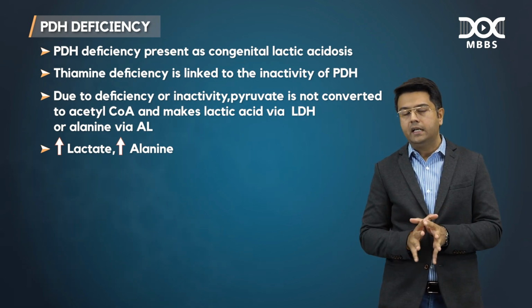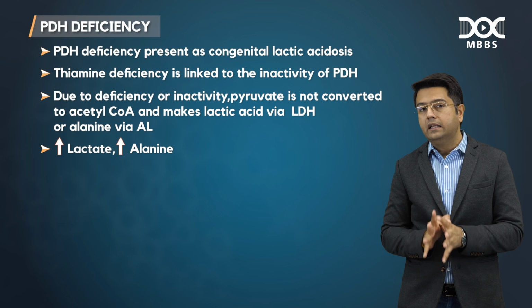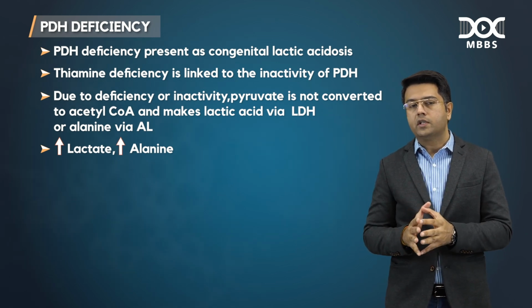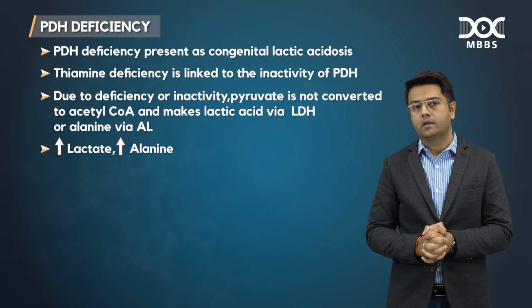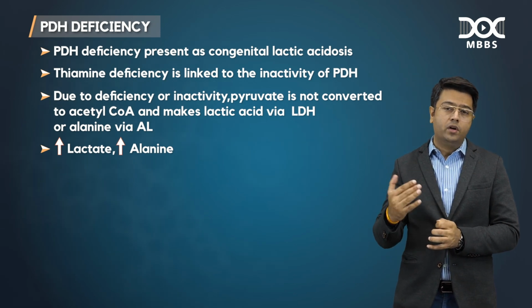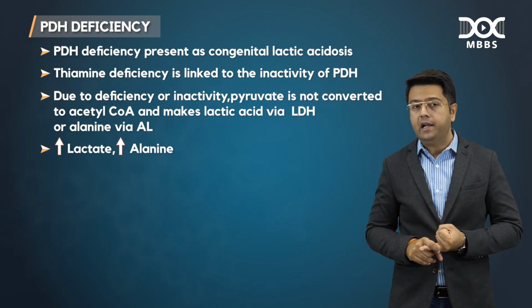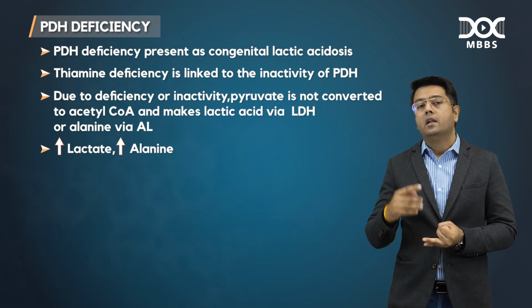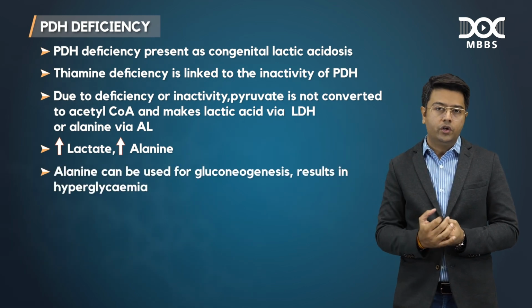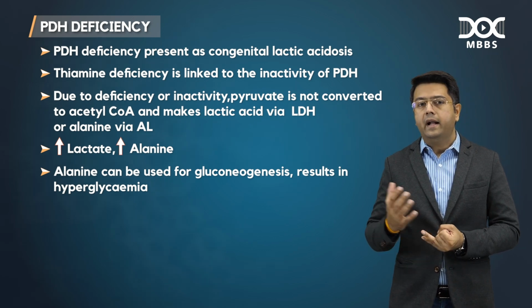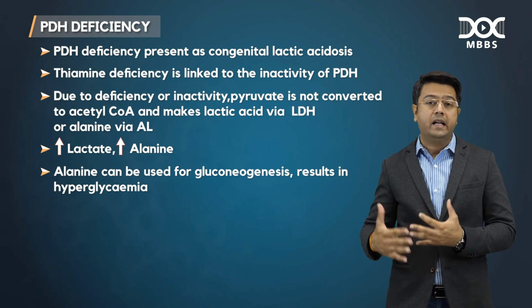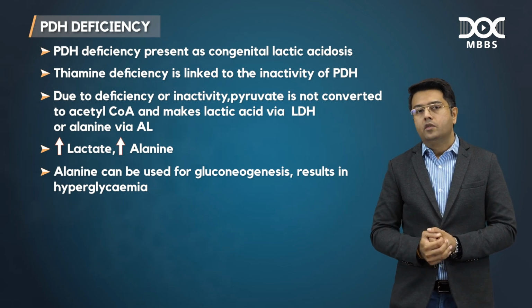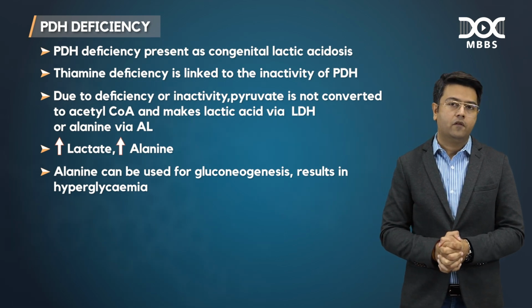If you do investigate this patient in the blood, you will find large quantities of lactic acid. So this patient presents with lactic acidosis. So there is high quantities of lactate, high quantities of alanine also, right? Which is also very important investigation. Now as this alanine may be used in gluconeogenesis, right? And that's why this patient may also have high blood sugar, hyperglycemia. Fine. So that is the basic presentation of this patient.